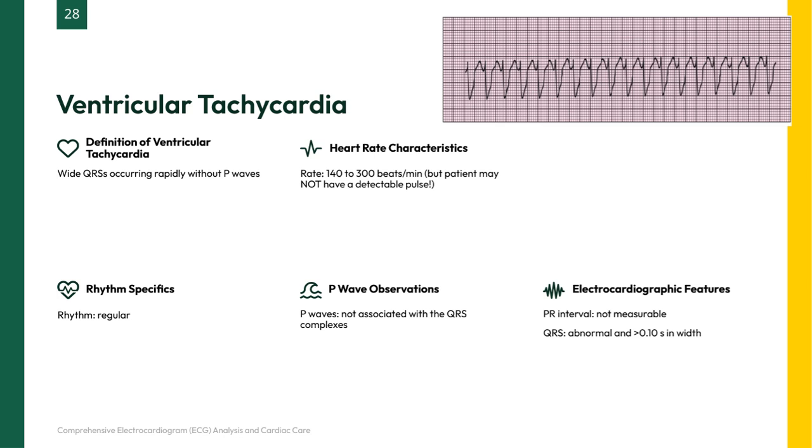One key observation is that P waves, if present, are not linked to the QRS complexes, indicating a loss of normal atrioventricular coordination. On the ECG, the PR interval cannot be measured, and the QRS complexes are abnormal, usually wider than 0.1 seconds, reflecting their ventricular origin. These features help us identify and differentiate ventricular tachycardia from other arrhythmias.